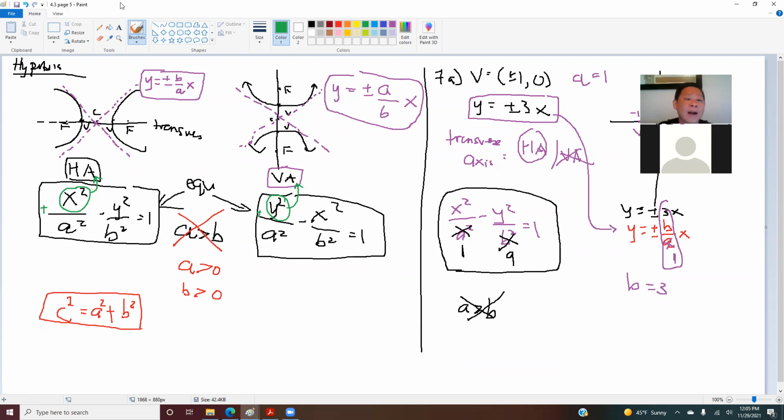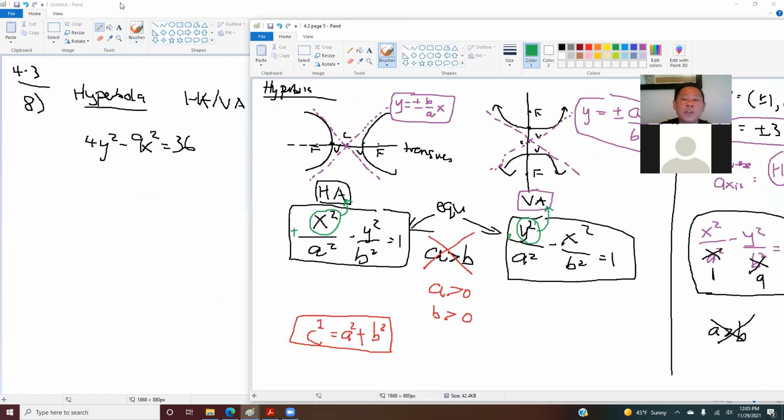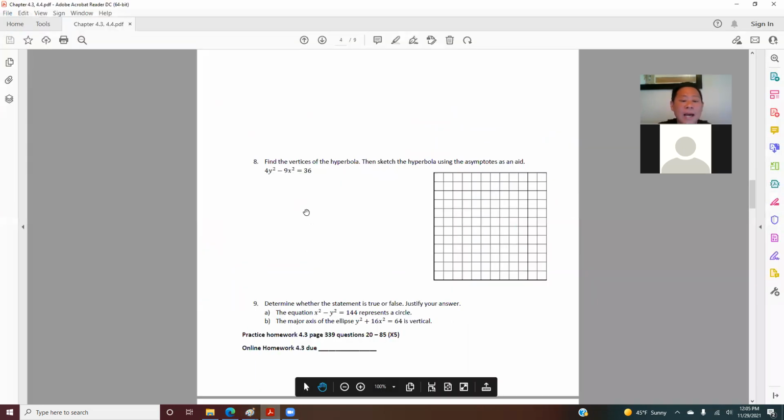So we have a question here. Question number 8 is asking us to find the vertices of the hyperbola, and then sketch it using the asymptotes as an aid. You have 4y squared minus 9x squared equals 36. So you have to find the vertices, and then sketch the hyperbola using the asymptotes.